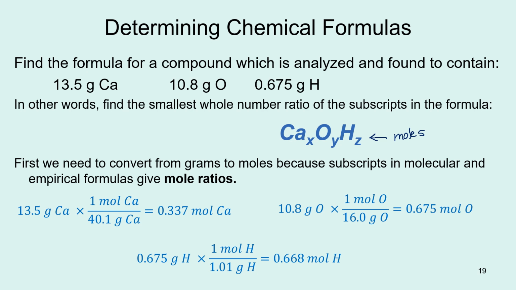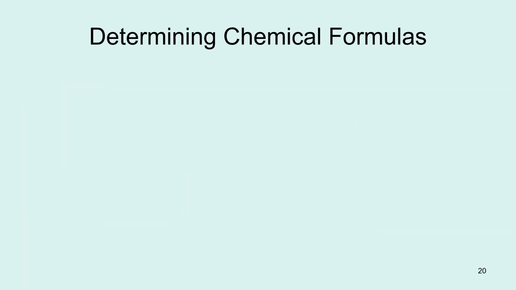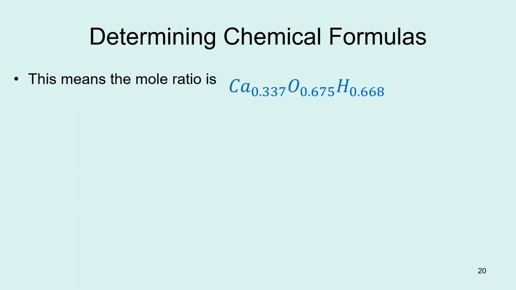But let's go ahead and lay it out. If you can't see that, that's fine. We're going to do something to be able to see it better. So really what this means is the mole ratio is this: Ca 0.337, O 0.675, H 0.668. Well, we know that formulas are not written with decimals. We want whole numbers. I think you can almost already see the ratio, but if you can't, the best way to do that is to take each number and divide it by the smallest one.